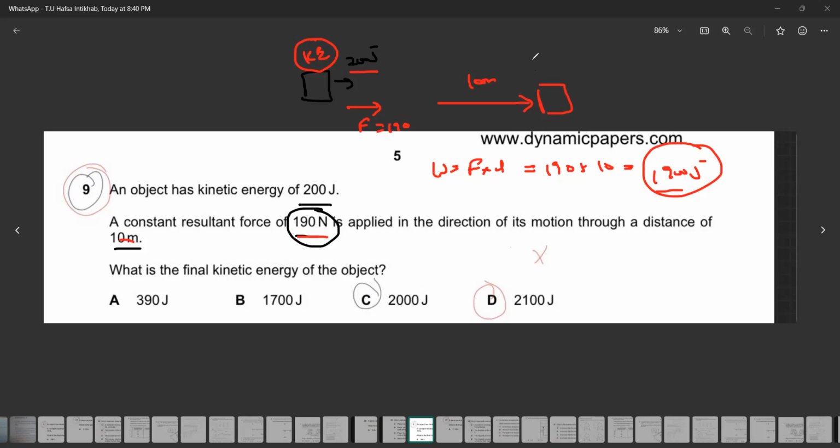So what will be the total? It will be 1900 plus 200, so it will be 2100 joules. Because whenever work is done on the object, the work done goes into the kinetic energy. So how much work is done? That is force multiplied by distance. So force was 190 and the distance is 10, which makes it 1900. The object was already having 200 joules, and then an extra 1900 joules is provided. So what will be the total energy? It will be 1900 plus 200, which is 2100 joules. Is this one clear?